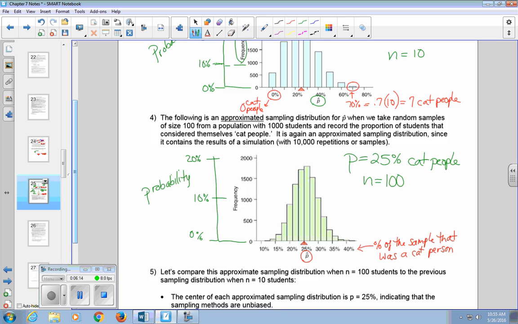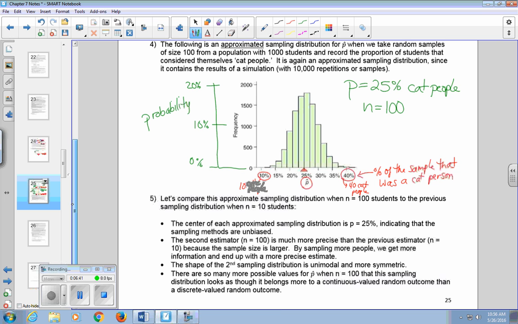And so in this case, let's see, 10%, our sample sizes were 100. So 10% of 100 is 10 cat people. And here we go up to, looks like maybe we'll take 40% as our example. 40% of 100 will give us 40 cat people. Okay.